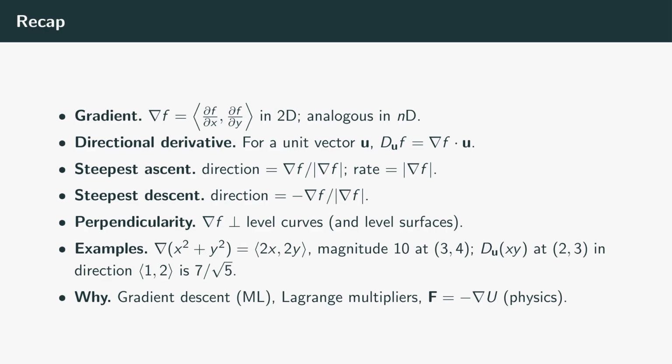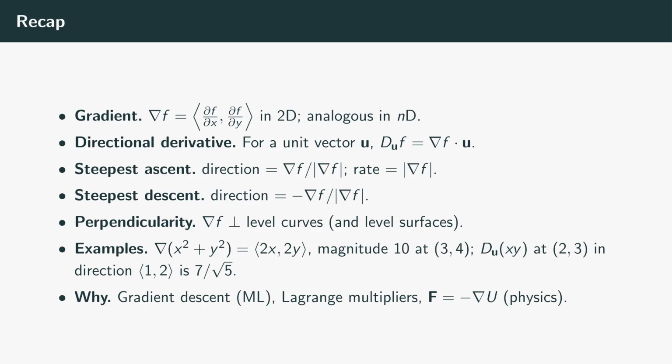From the Cauchy-Schwarz dot product geometry, the gradient itself is the direction of steepest ascent. The negative gradient is the direction of steepest descent. The magnitude of del f is the steepest rate, and any direction perpendicular to del f gives a directional derivative of 0, which is why del f is perpendicular to the level curves of f.